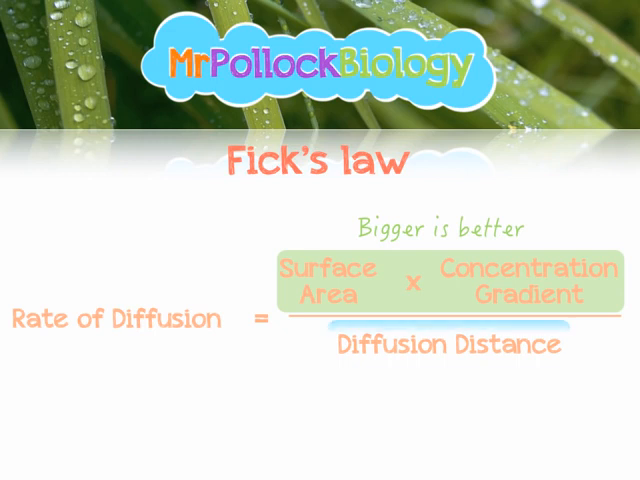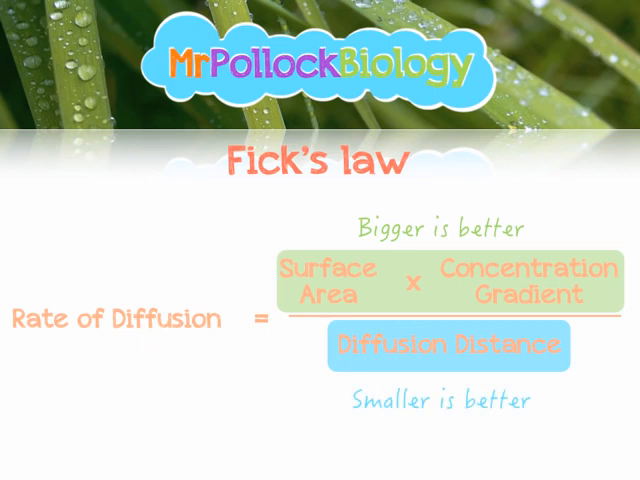Conversely, the stuff on the bottom, we want smaller is better. So a smaller, short diffusion distance means that that diffusion is going to happen really quickly. So ideally you want large surface area, huge concentration gradient, and tiny diffusion distance.